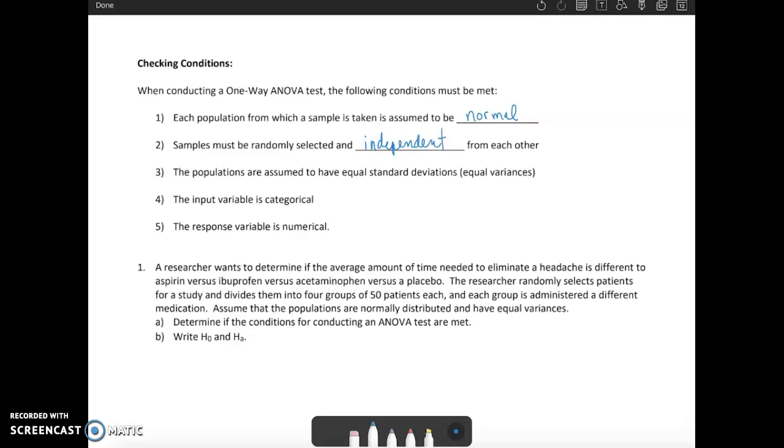The populations are assumed to have equal standard deviations, or they may say equal variances. And again, most of those things are said just in the wording of the problem. And then your input variable has to be categorical, and the response variable has to be numerical. So you are checking to make sure that those types of variables fit in order for it to be an ANOVA test.